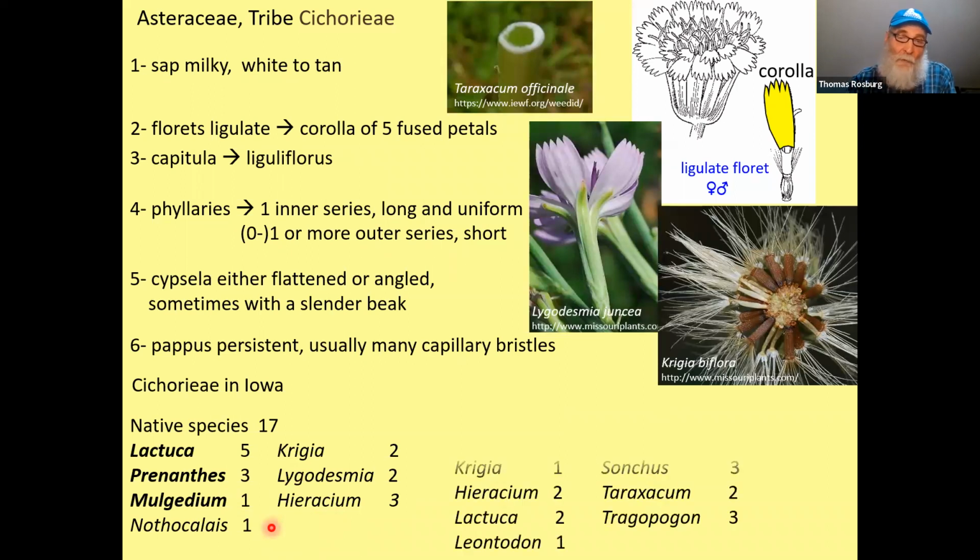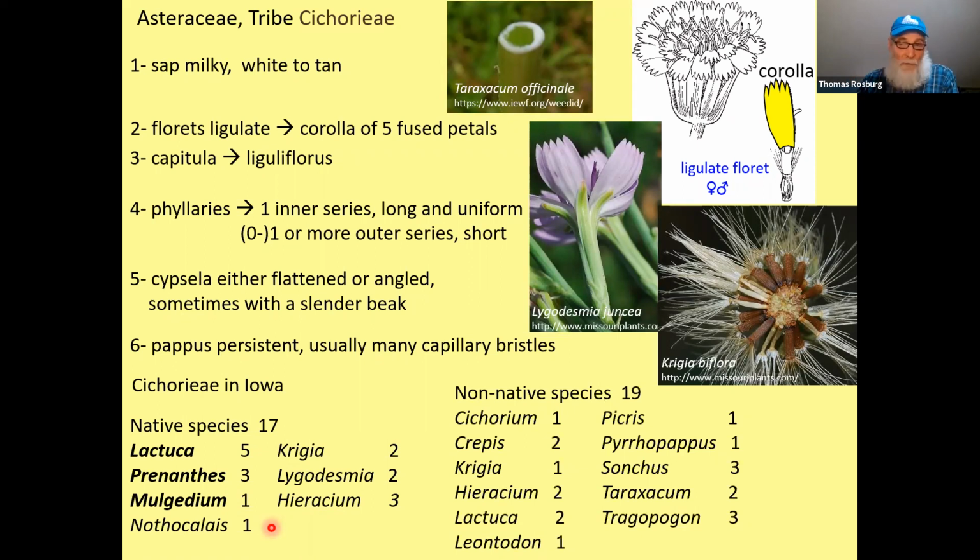This tells you that the Cichorieae in general are somewhat of a weedy tribe, because if you look at the non-native species of Cichorieae in Iowa, we have a lot more. Well, we have 2 more species, but we have a lot more genera. Here we got what, 6 + 5, 11 genera right there. And so Cichorium, that's Cichorieae.